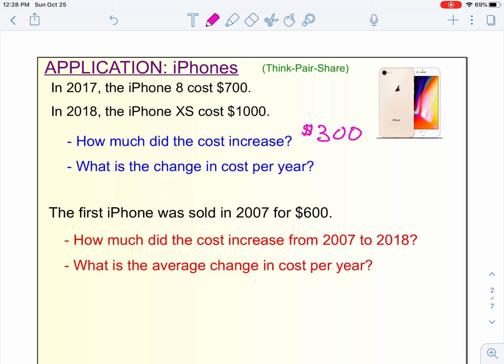So what is the change in the cost per year? So it costs an extra $300 per year. That's how much the cost increased. Well, that seems kind of obvious. But let's take a look at another example.